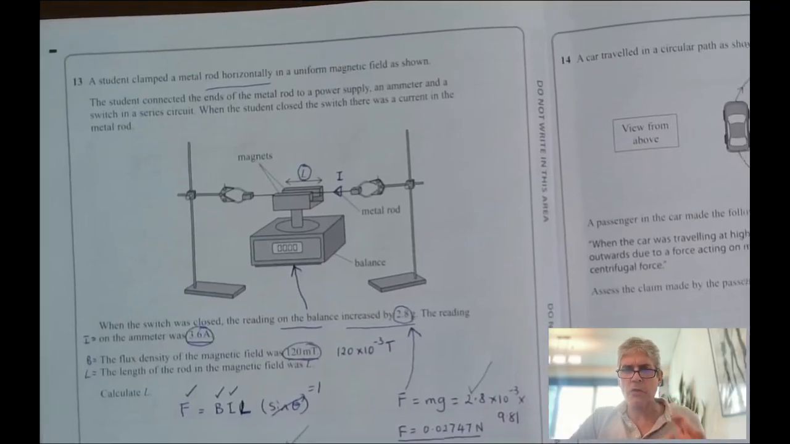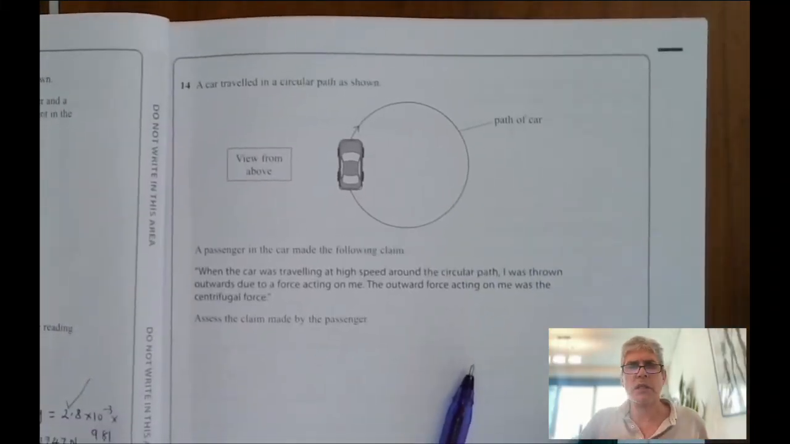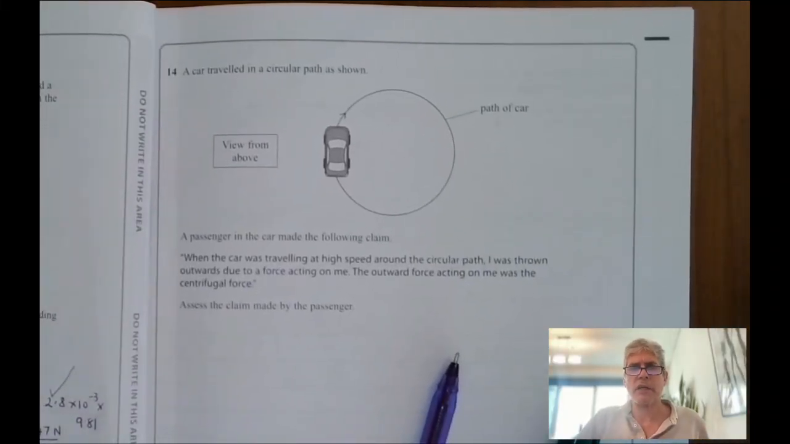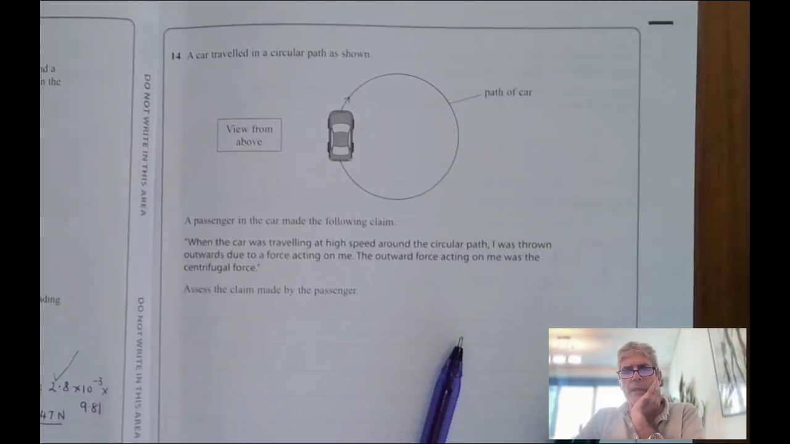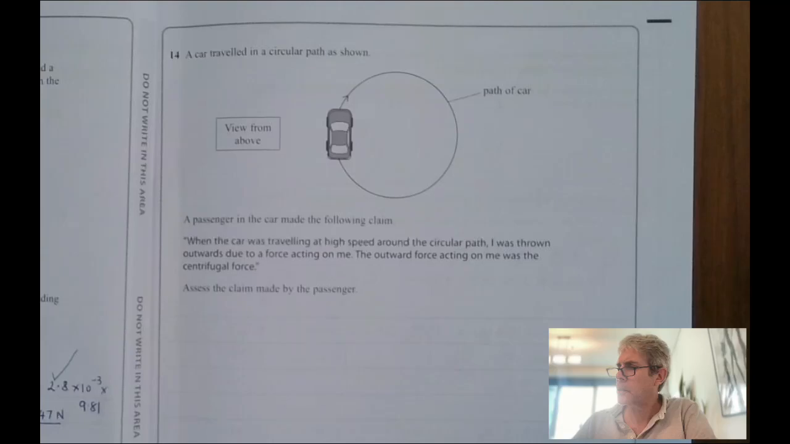and this one, let's do one more. So we've got 17 minutes on this question. Question 14 is a car that's traveling in a circular path. So again, we need to know the equations for circular motion. However, this is a description. You have to assess the claims made by the student or the passenger. So a car travels in a circular path as shown. It's viewed from above, so it's a horizontal path. So we don't have to worry about the forces changing.